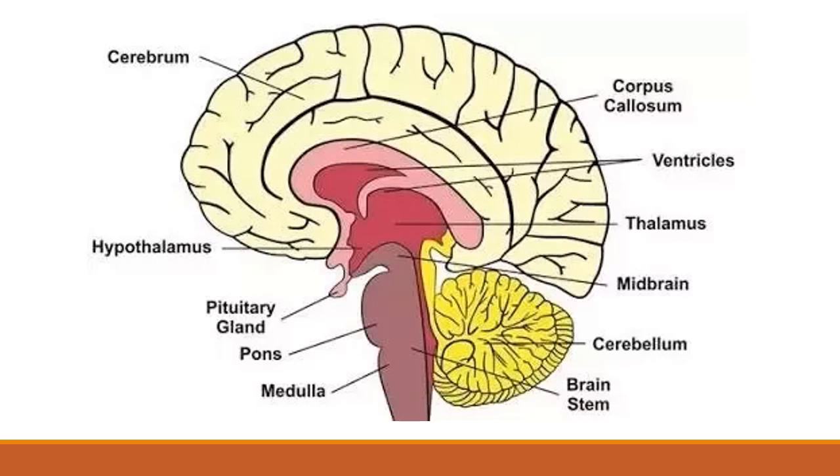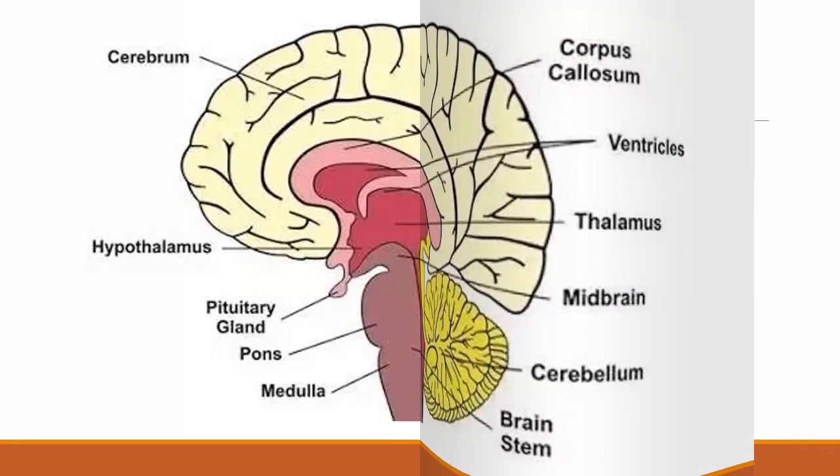You can see this figure. The major part is the forebrain. You can see the cerebrum, the thalamus, and the hypothalamus in it. Next is the midbrain and the last is the hindbrain, which consists of different parts, that is the cerebellum, pons and medulla oblongata.